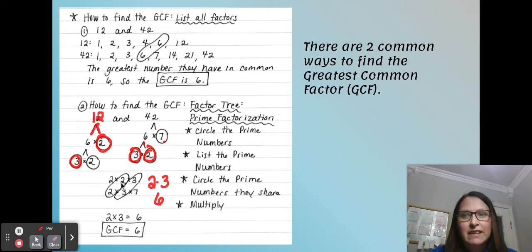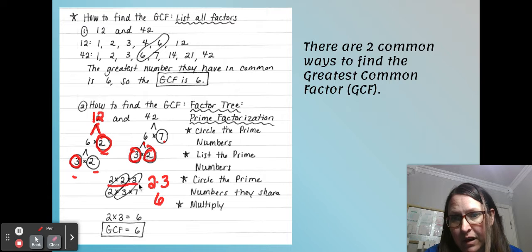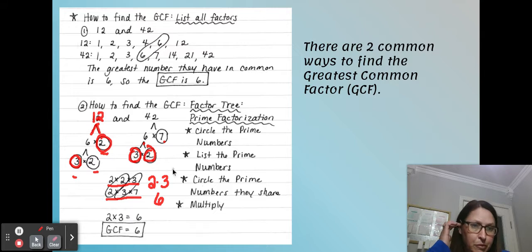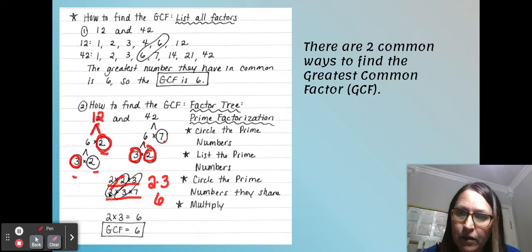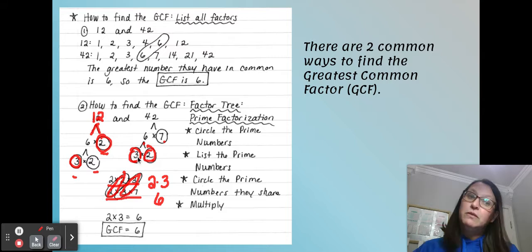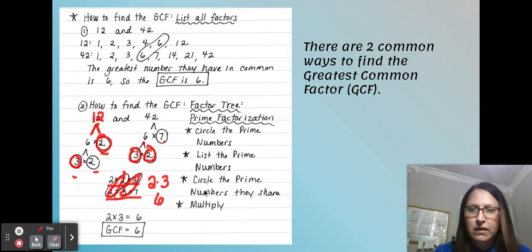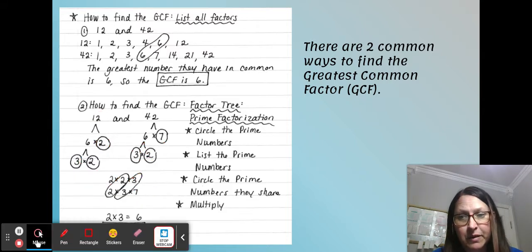What they did is they listed the factors. So 12, it is 2, 2, and 3. That's what they put right here. 42 is 2, 3, and 7, and they did smallest to biggest. And then they circled what they both have. So they both have a 2. They both have a 3. And then you multiply 2 times 3, which would get you 6. So that's another way to do it.